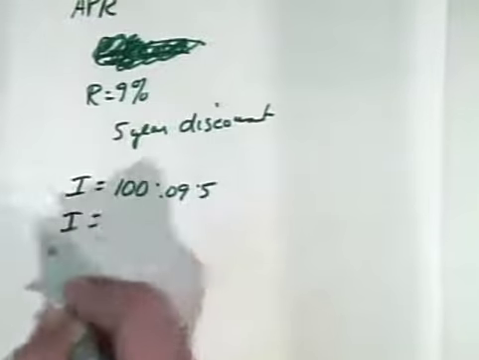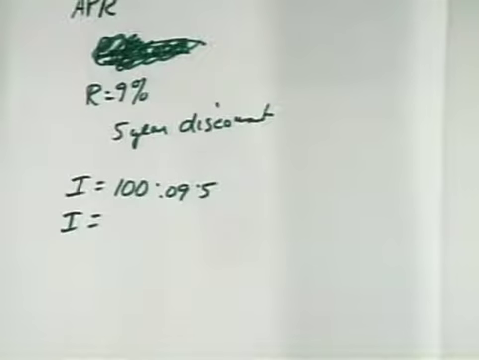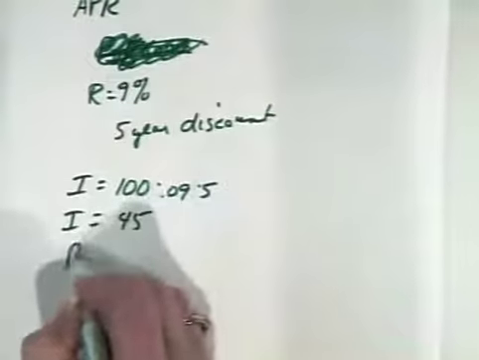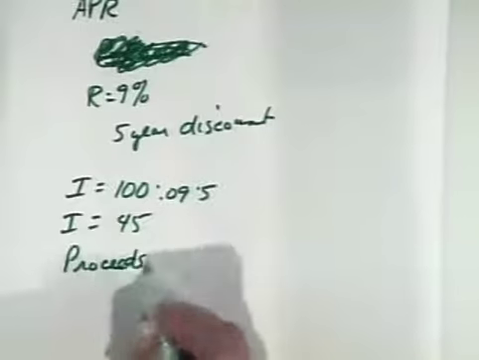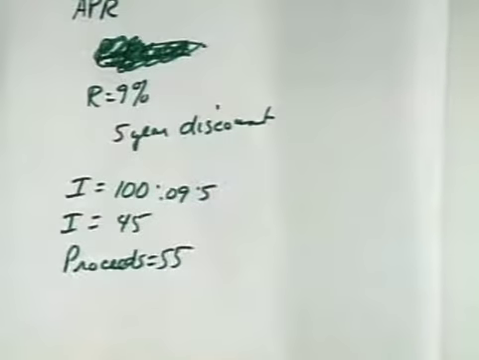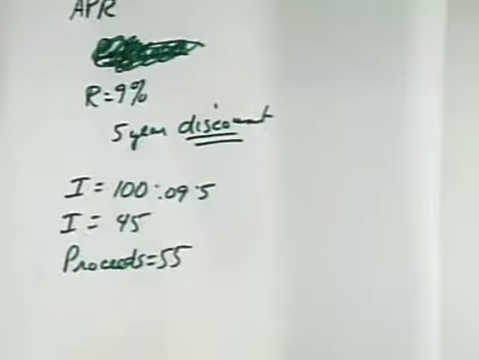You confused me, Cassandra, because you gave me information I didn't want. Okay, so how much interest are we going to pay on this one? $45. Proceeds would only be $55. Yeah, this is discount. So I'm not talking about how much money. I'm just talking in general. A 9% 5-year discount note, what would the APR be?